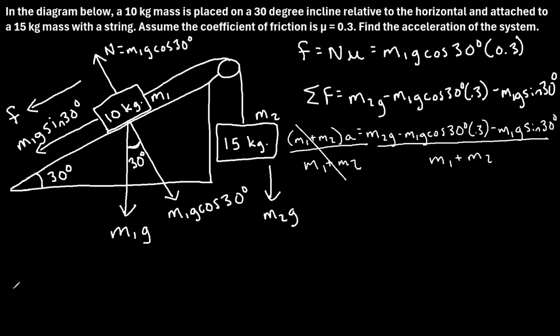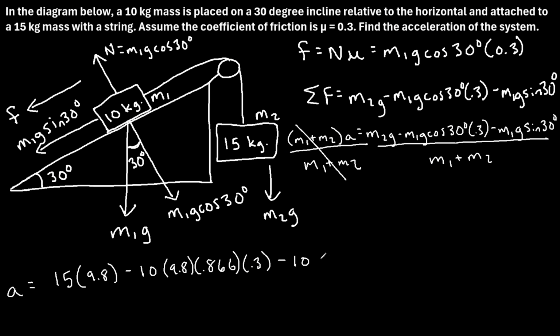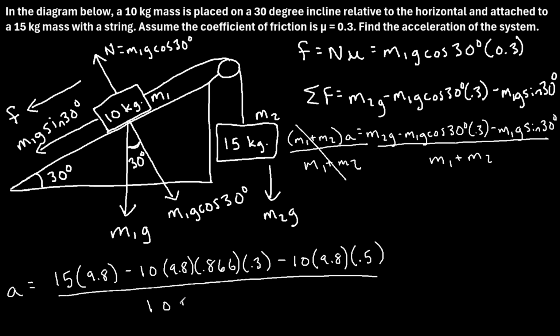So let's go ahead and write that down here. We'll say A, the acceleration, is equal to: we have m2 times g, so m2 is 15, times g, the magnitude of gravity, 9.8, minus m1 times g, so 10 times 9.8, times the cosine of 30 degrees. The cosine of 30 degrees turns out to be about 0.866. And we're multiplying that by 0.3. And then lastly, we're subtracting m1, so 10, times g again, 9.8, times the sine of 30 degrees, which is 1/2, or 0.5. And all of that is being divided by m1 plus m2, so 10 plus 15.